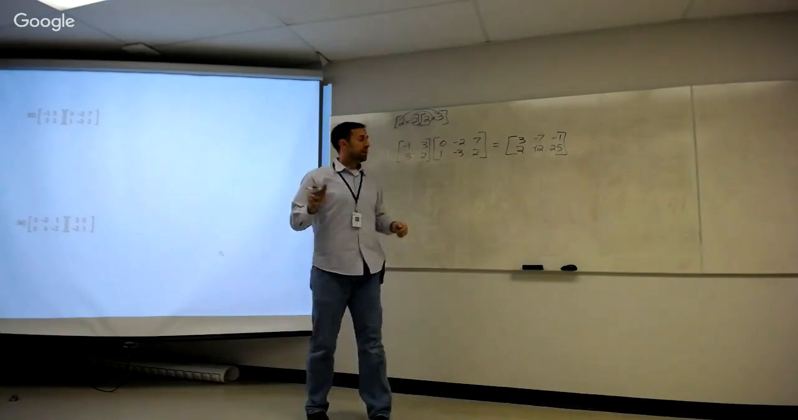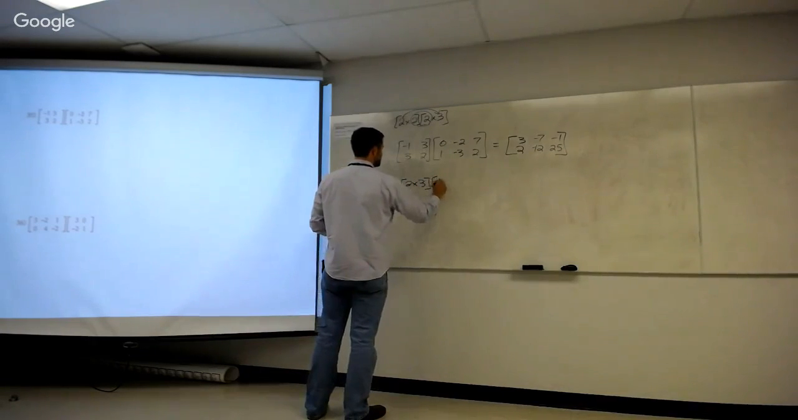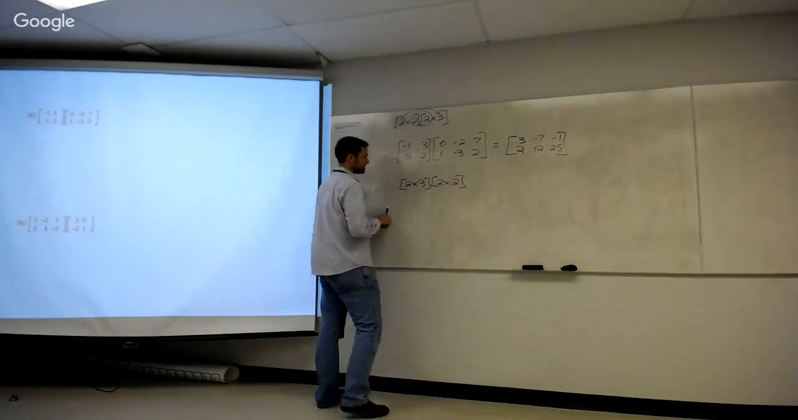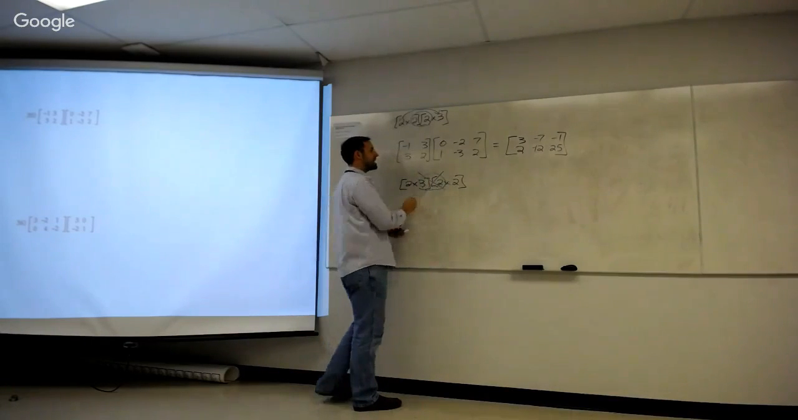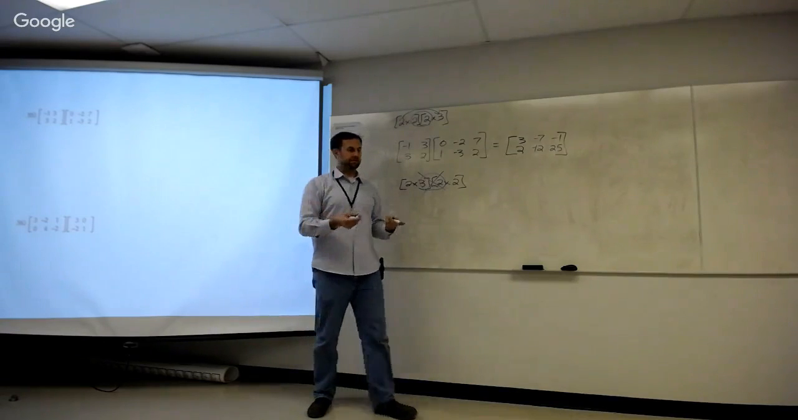36, there's no solution, correct? Yeah, look at number 36. What are the sizes? 2 by 3 and 2 by 2. The middle two numbers are not the same, so you can't multiply them. And that's it. You just can't multiply them.